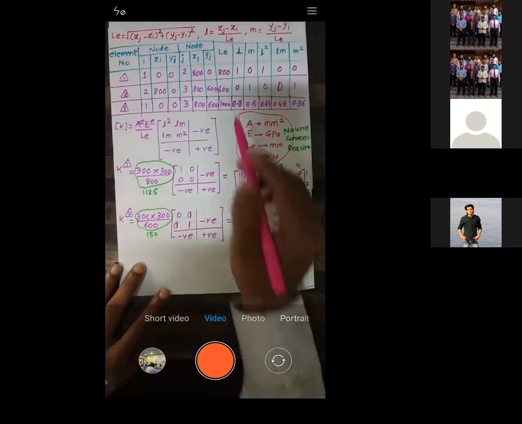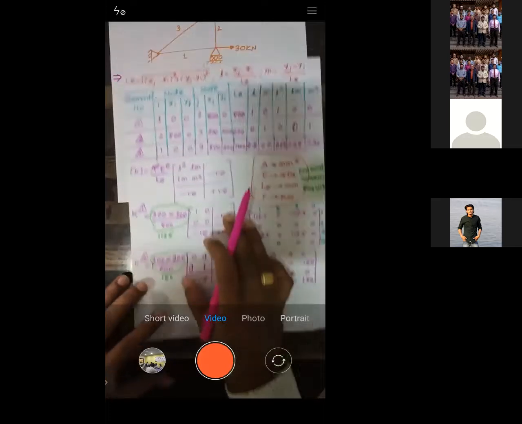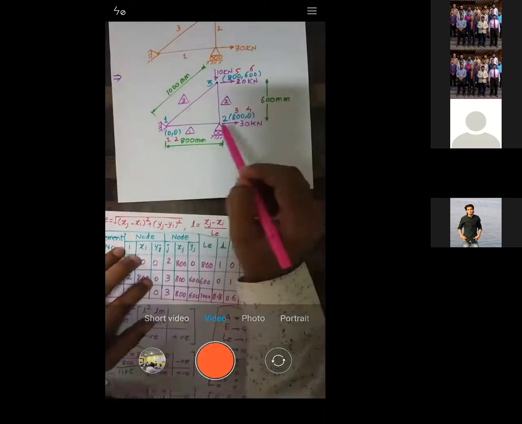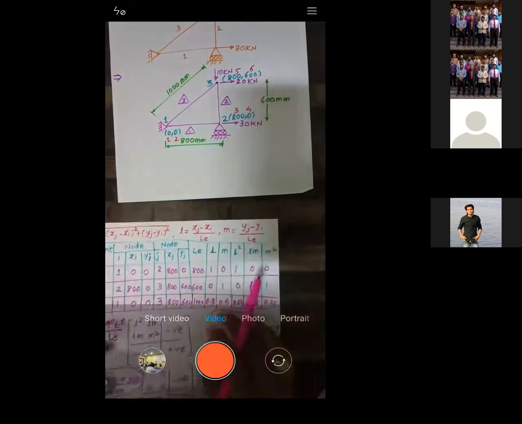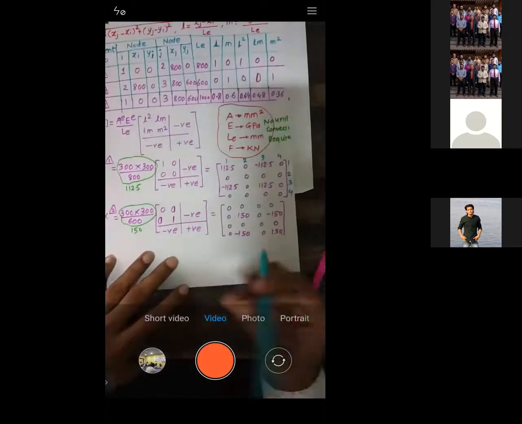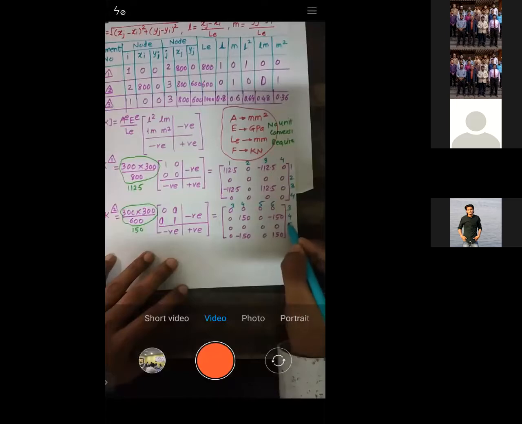Now for element number 2, it is between 2 and 3. For 2, it is 3, 4, and for 3, it is 5, 6. So 3, 4, 5, 6. In that way, we know: 3, 4, 5, 6.